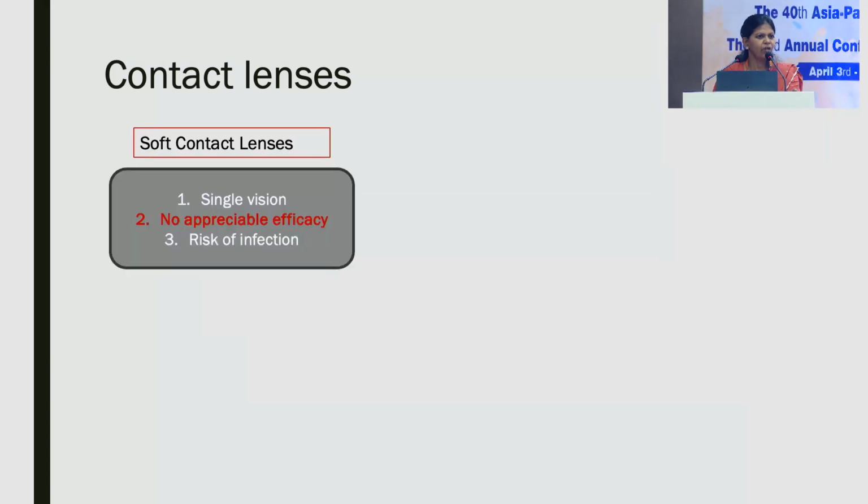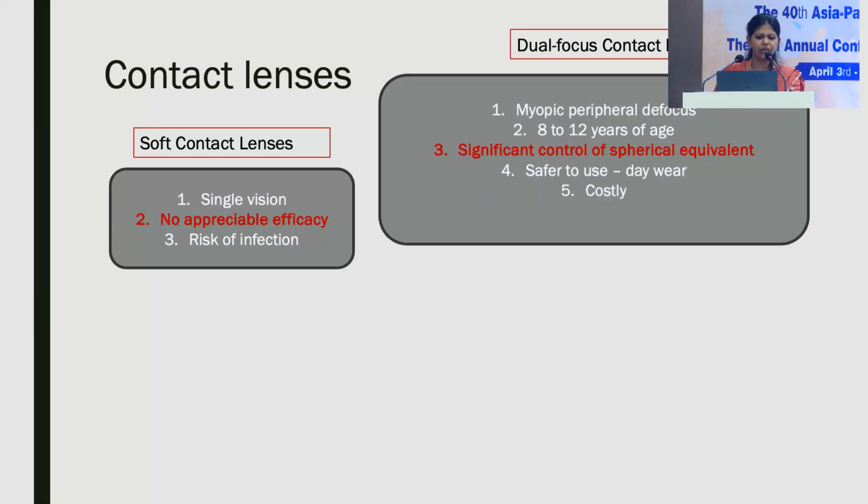There are different types. Soft single vision contact lenses have no appreciable efficacy in controlling myopia progression, and there is a risk of infection, so they are not very popular. Dual focus contact lenses like MiSight contact lenses are getting popular. They are based on myopic peripheral defocus. 8 to 12 years of age is the ideal age, when they are more inclined to sports and all that. Significant control of spherical equivalent is demonstrated, and it is quite safe because daily disposable options are available, but costly.